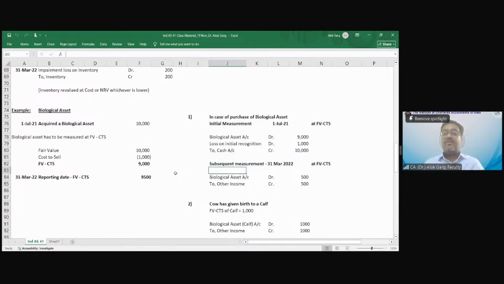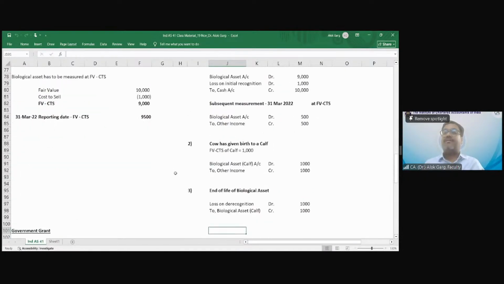Now the cow has given birth to a calf. Is there any cost which is reliably measured for the calf? Can you measure the cost of the calf? Answer is no. So you have to apply fair value less cost to sell. The standard says that on biological asset, you have to apply fair value less cost to sell for initial measurement as well as for subsequent measurement. So assuming the fair value less cost to sell of the calf is 1,000 rupees.